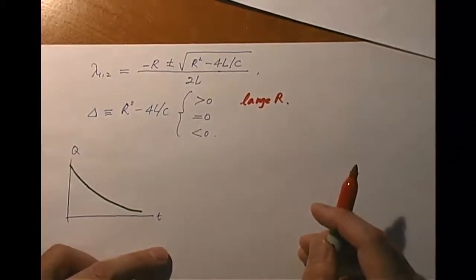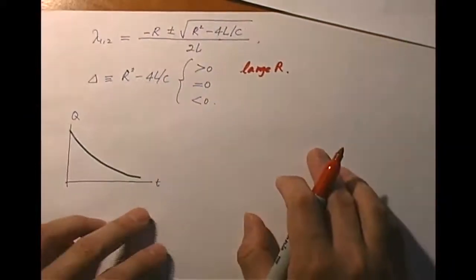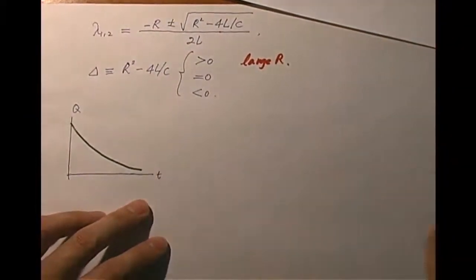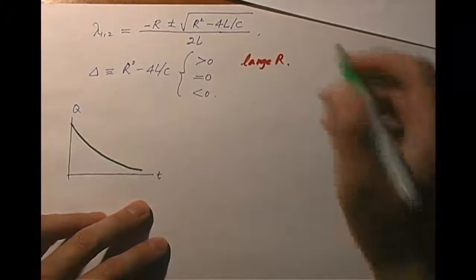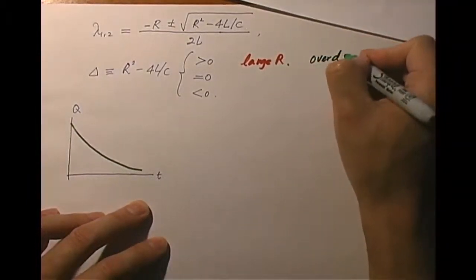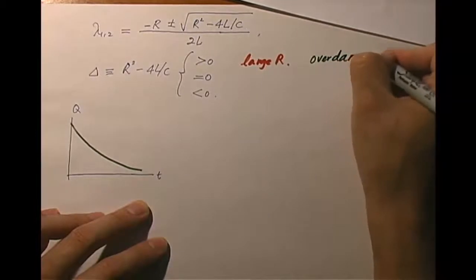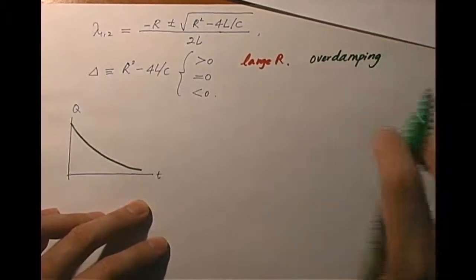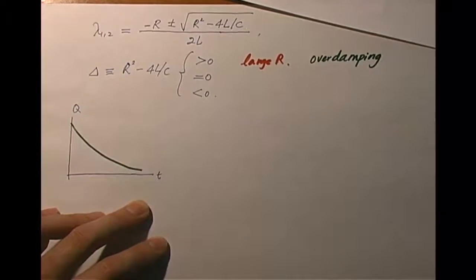There's too much damping going on. And in the mechanical case, we have a similar situation. We call it overdamping. There is no oscillation. The resistance is so large, it just simply kills off the oscillation.